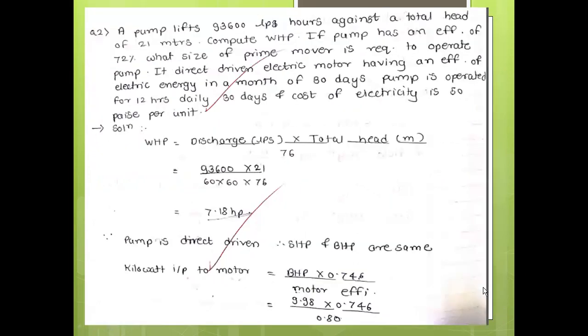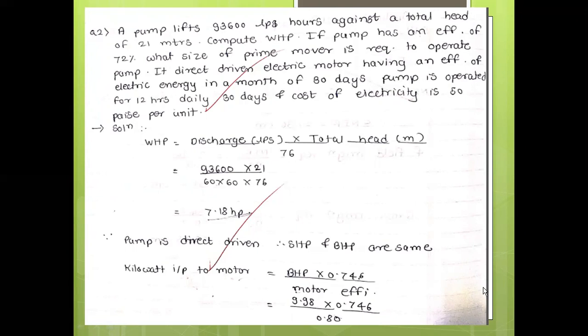Then the second problem. A pump lifts 93,600 liter per hour against a total head of 21 meters. Compute the water horsepower. If the pump has an efficiency of 72%, then what size of prime mover is required to operate the pump? If it is a direct driven electric motor having an efficiency of 80%, compute the electric energy in a month of 30 days, if the pump is operated for 12 hours daily, and the cost of electricity is 50 paise per unit.